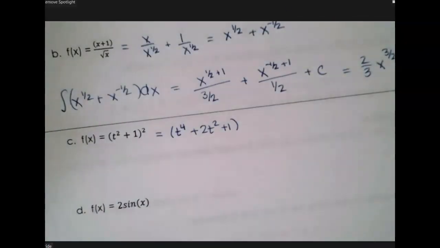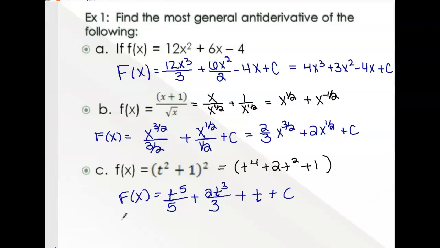So I'd like you to actually try the next t squared values. We got capital F of x is equal to 1/5 t to the 5th plus 2/3 t cubed plus t plus c. So the big important part is not forgetting that that plus c now exists, because that plus c is going to allow you to find the general.